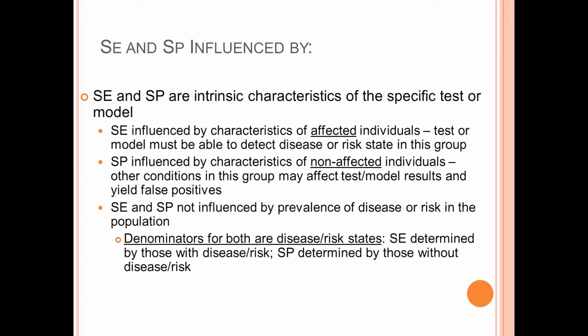Specificity and sensitivity are not influenced by the prevalence of the disease or risk in the population because their denominators are both disease or risk states, right? So sensitivity is determined by those with the disease or risk, and specificity is determined by those without the disease or risk. So these are intrinsic characteristics of the test.